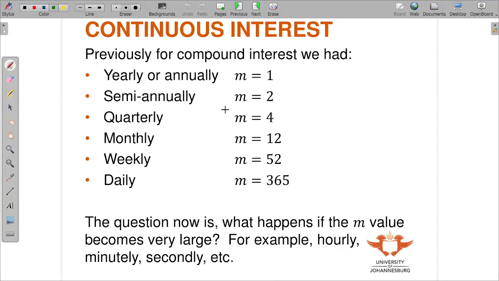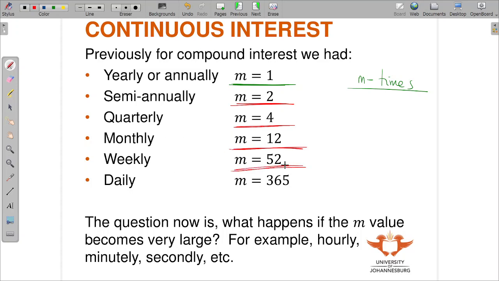All right, so previously we mentioned the number of times we compound, m. When we are compounding annually, m equals 1. Semi-annually, m equals 2. Quarterly, m equals 4. Monthly, m equals 12. Weekly, m equals 52. And daily, m equals 365.